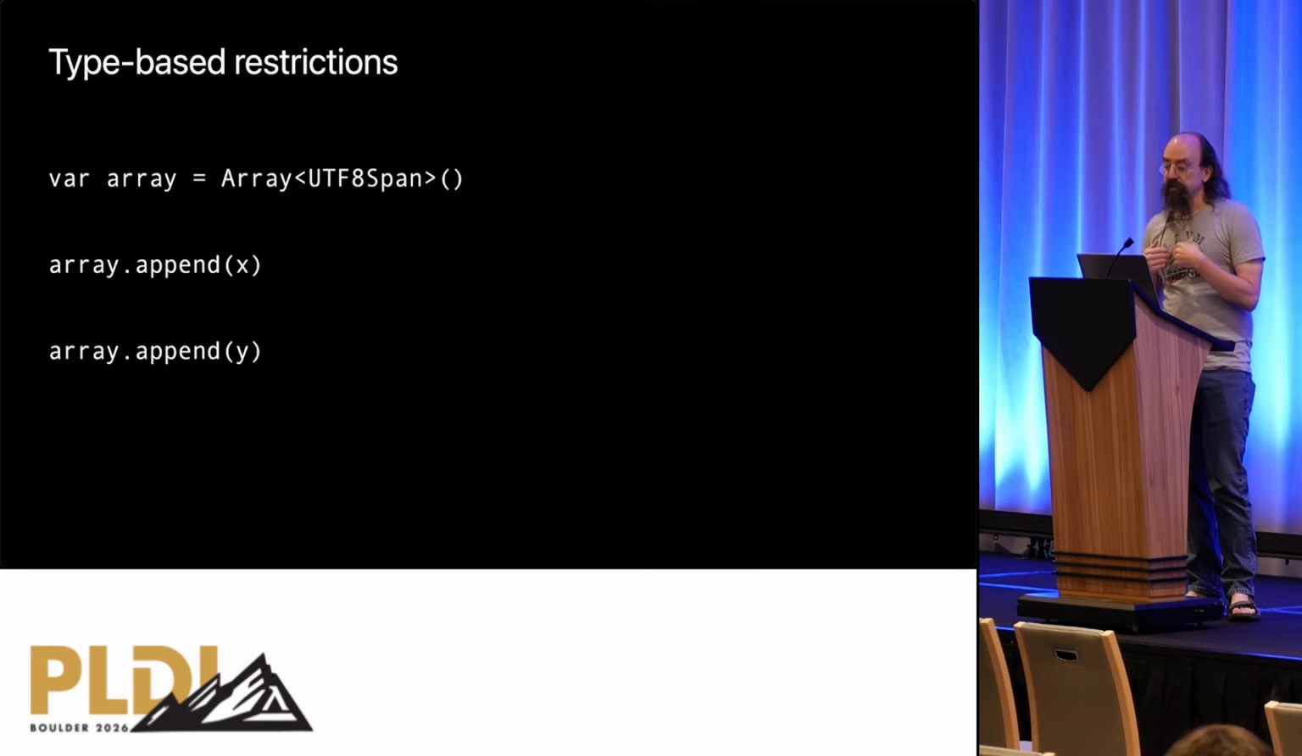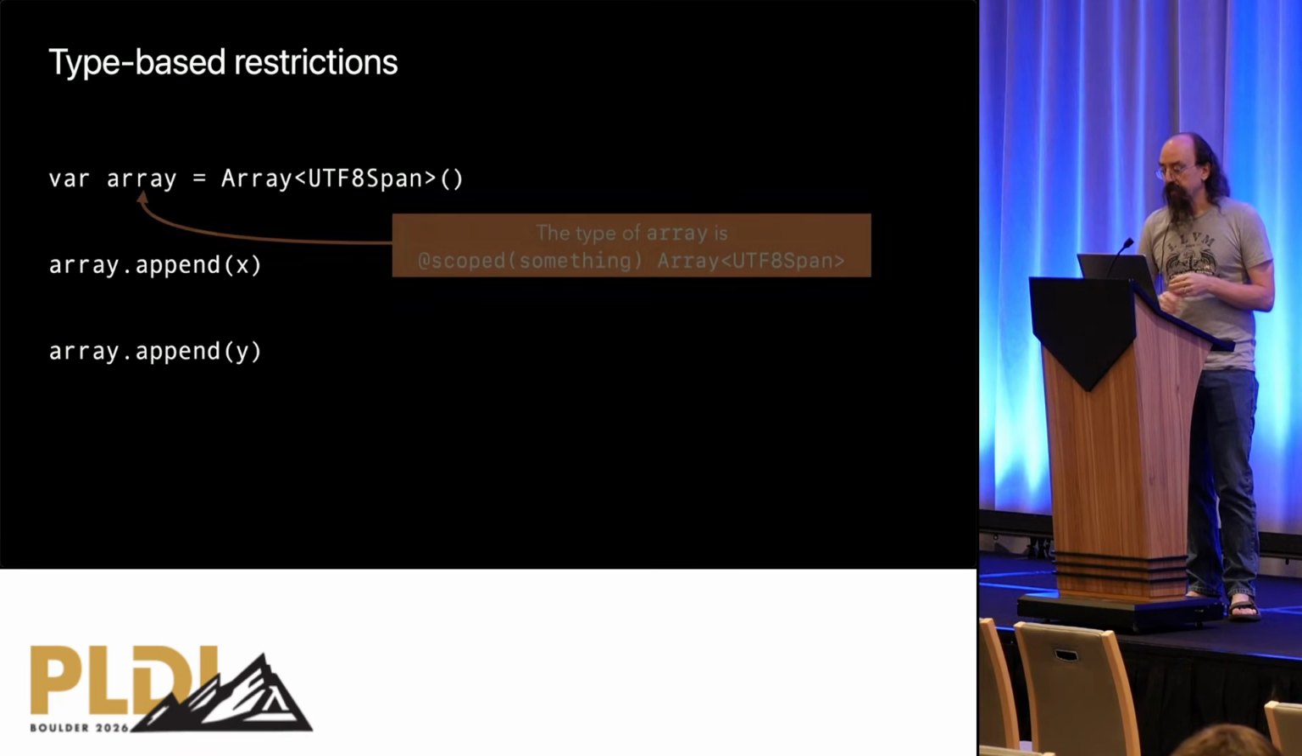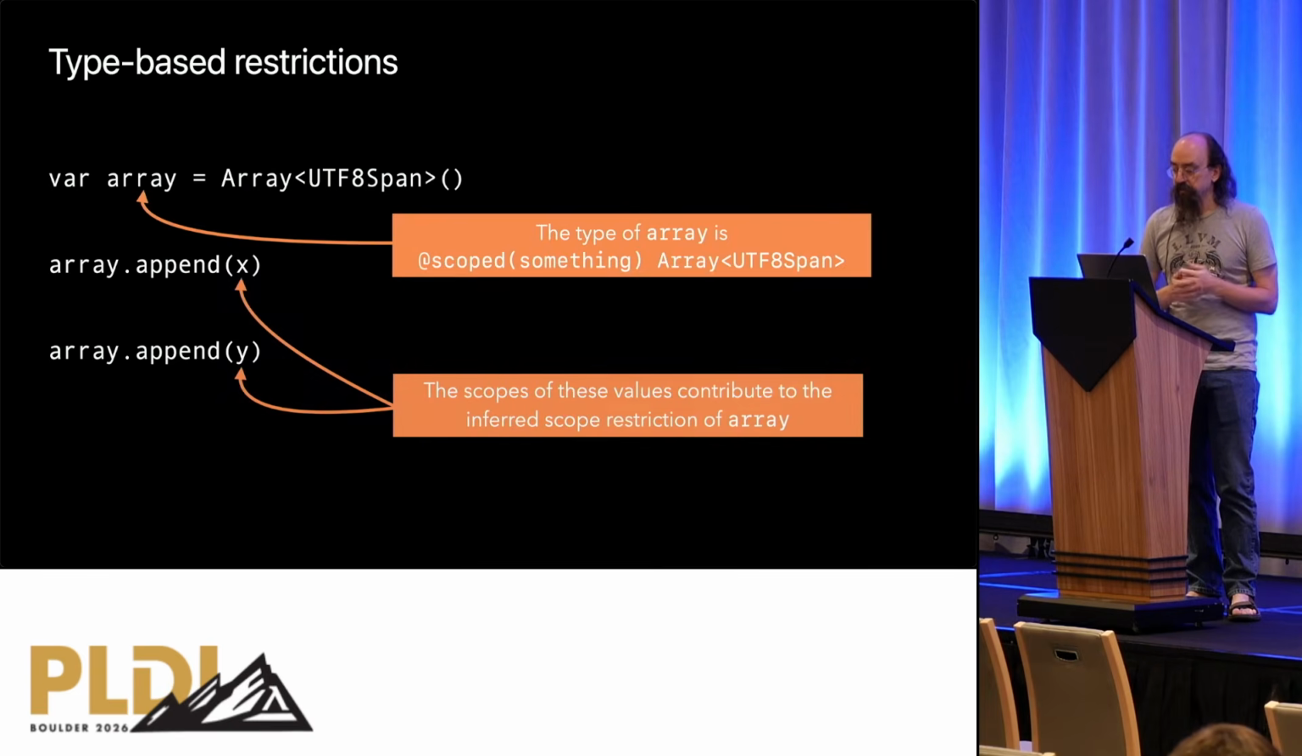In a world where restrictions are type-based instead, that doesn't immediately fall out. The lifetime restriction on the local variable array is part of its type, which is going to be the same throughout the function. The lifetimes of x and y then contribute to the inference of that lifetime restriction, but nonetheless it's expected to be the same. And so the use restrictions on the variable are the same throughout its scope.